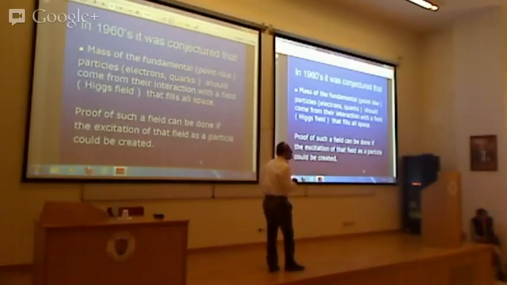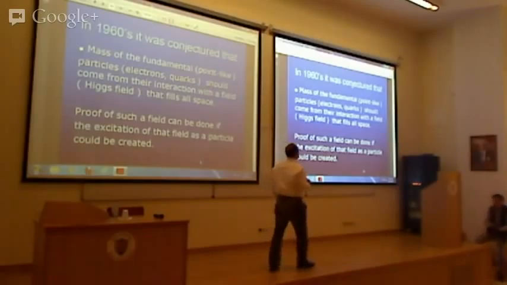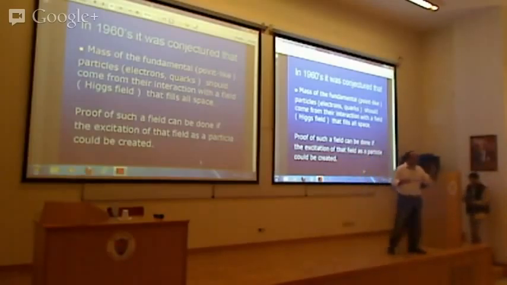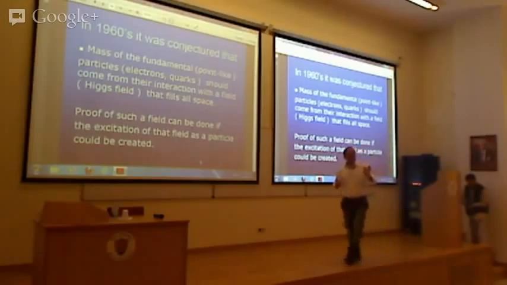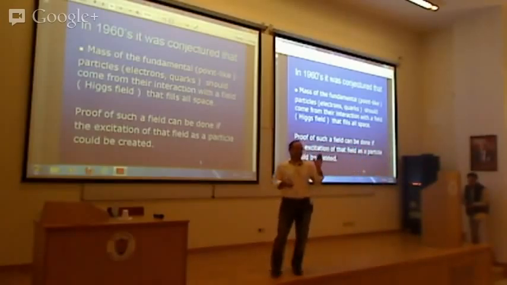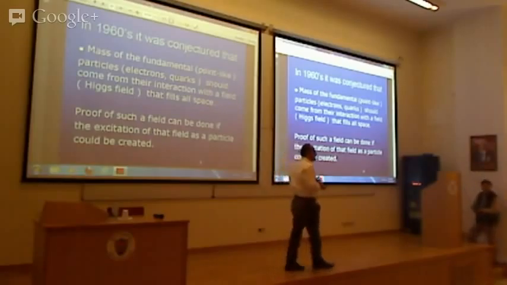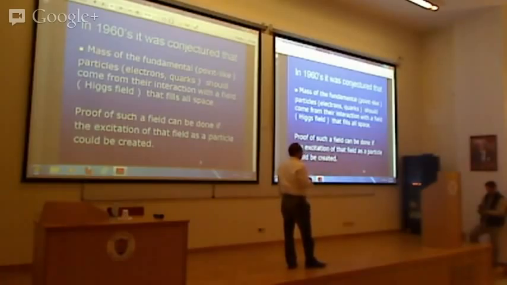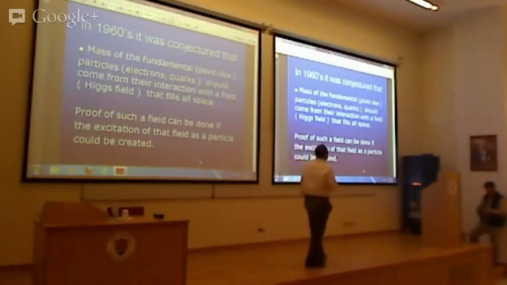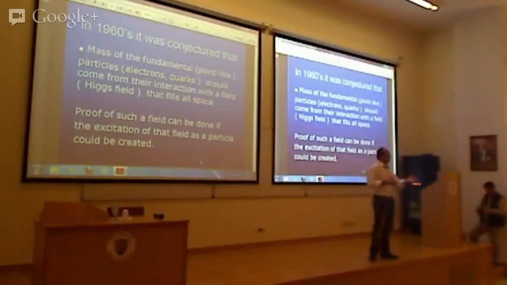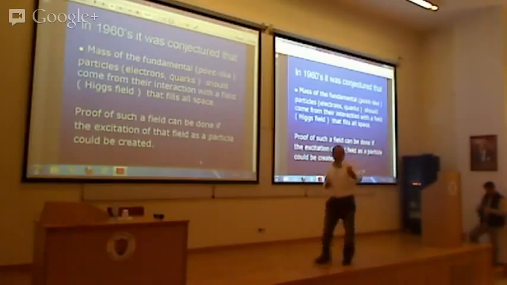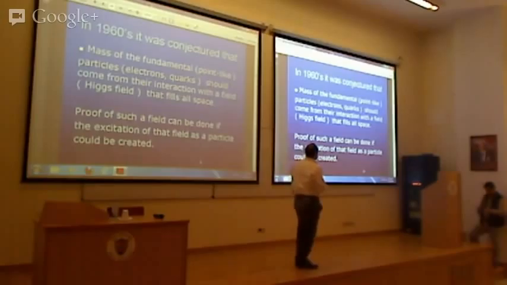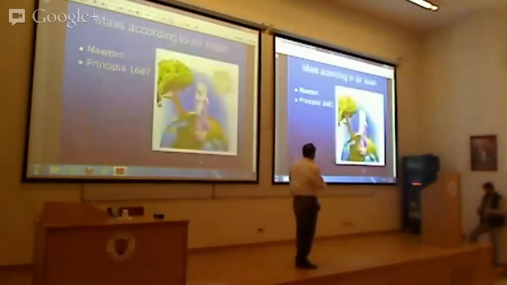And the mass of these objects should come from their interaction with a field that fills the universe, okay? So that 1% of the observable mass is related to the interaction of fundamental particles with the Higgs field. So it is interaction related, okay? Now, how do you prove such a thing? Basically, the proof can be done if you can excite that field, take an excitation of that field, which will become a particle. If you can find that, then you can prove that field, and that was hopefully proved.